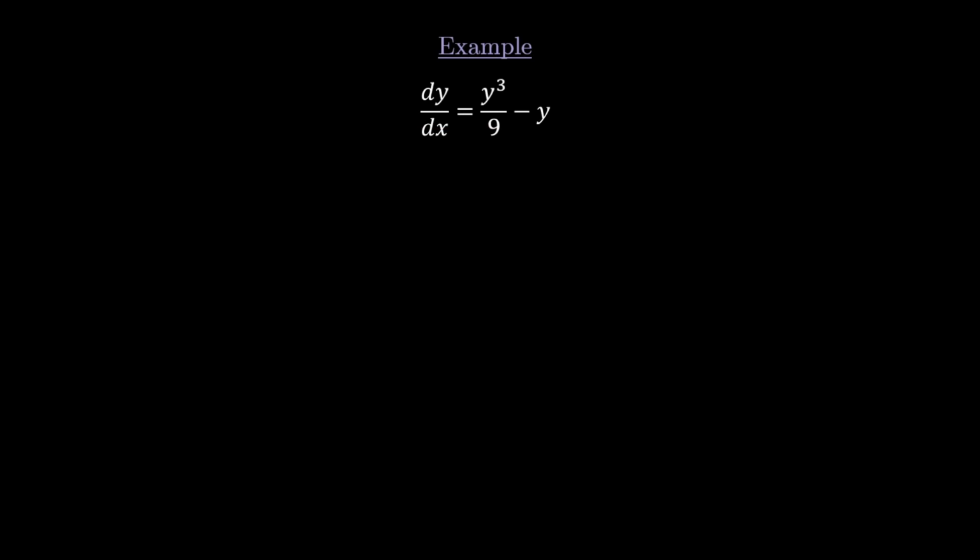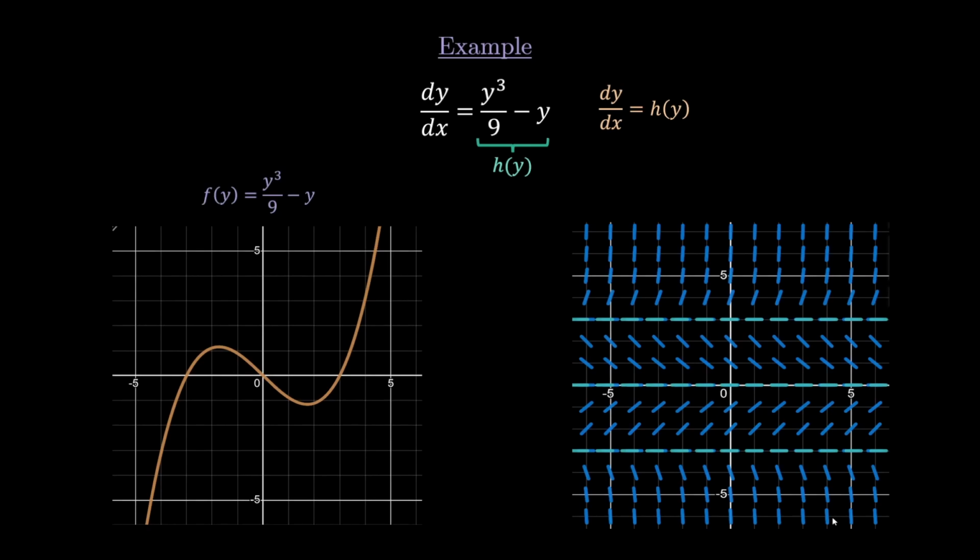dy over dx equals y cubed over 9 minus y. Right away we can see that it is autonomous because we recognize our h(y). Now for a moment, let's just focus on y cubed over 9 minus y. Let's have it in terms of just f of y. We generate its plot on the left in addition to the slope field on the right.